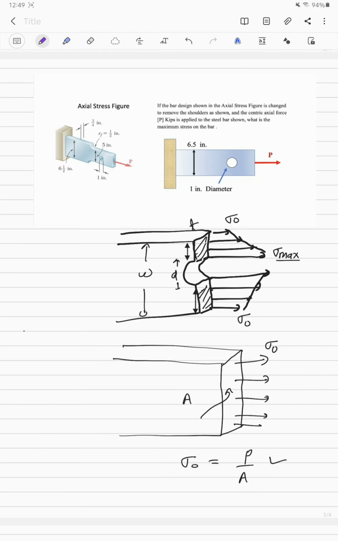Today we will do one problem on stress concentration. The given problem is a rectangular bar with varying cross section, and there is a hole also. If there is no discontinuity in the bar, then the stress will be uniform throughout the cross section, and we can calculate it as load divided by area, axial force divided by area of cross section. This is also known as nominal stress.